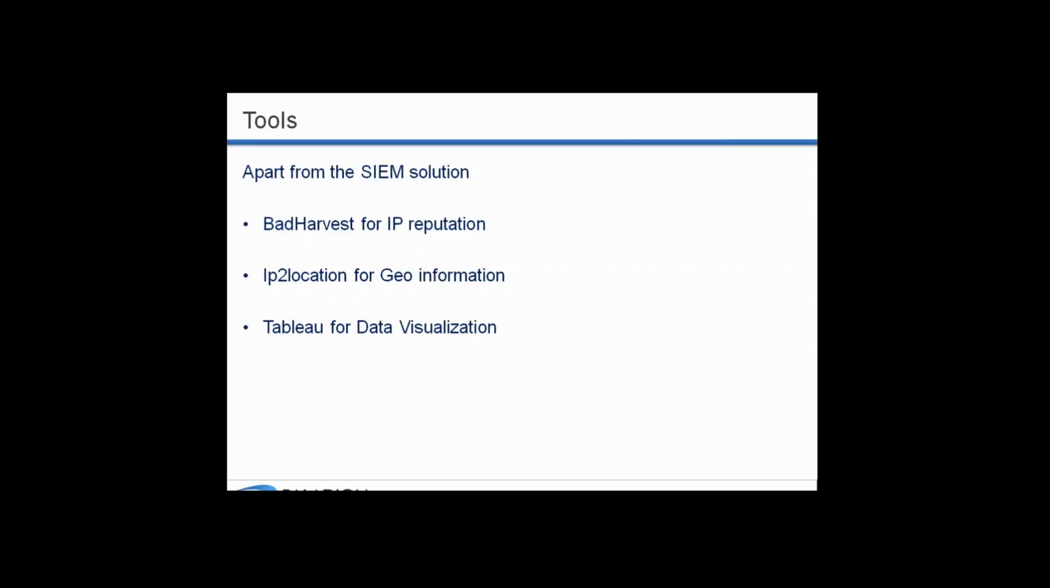Now, as far as the tools are concerned, apart from the SIM solution, we take the feeds from BadHarvest for IP reputation, IP-to-location as a feed for us for geo information, and Tableau for data visualization.